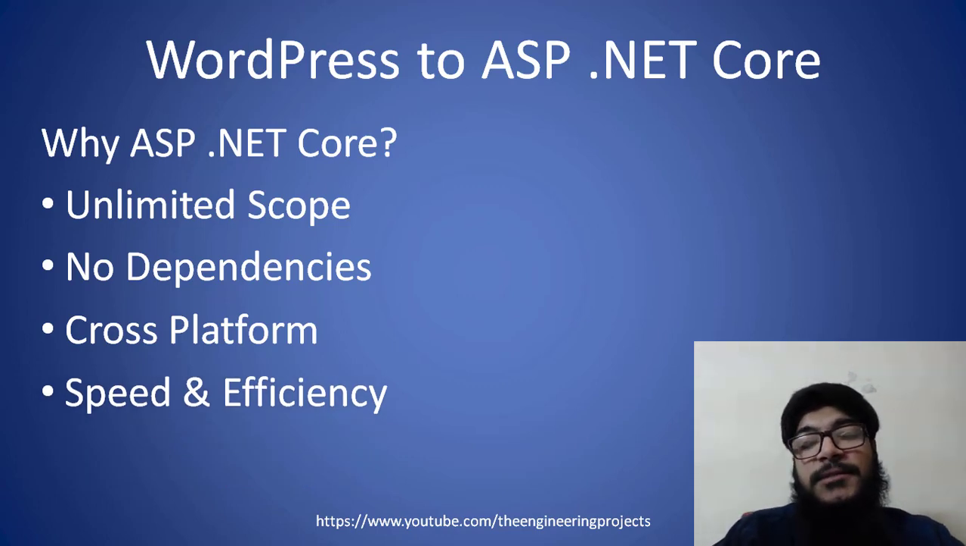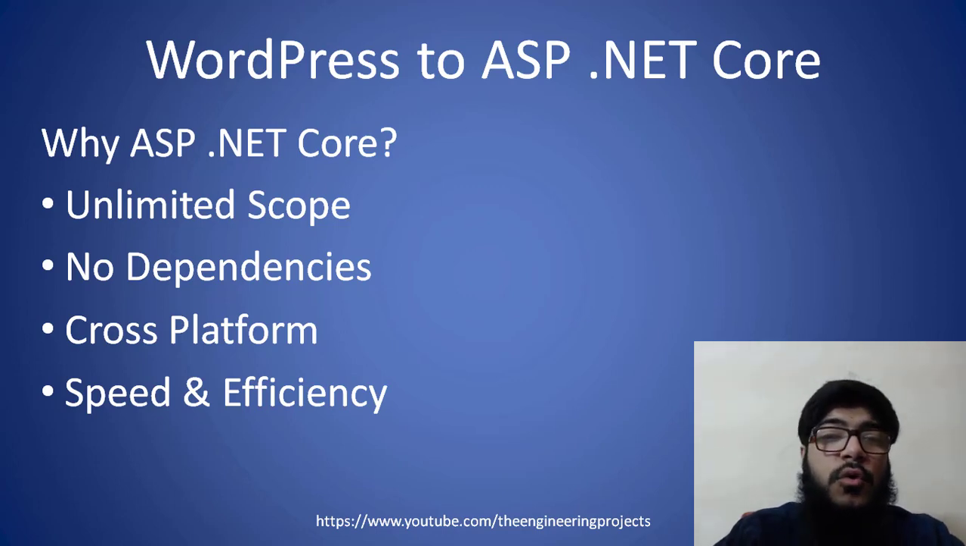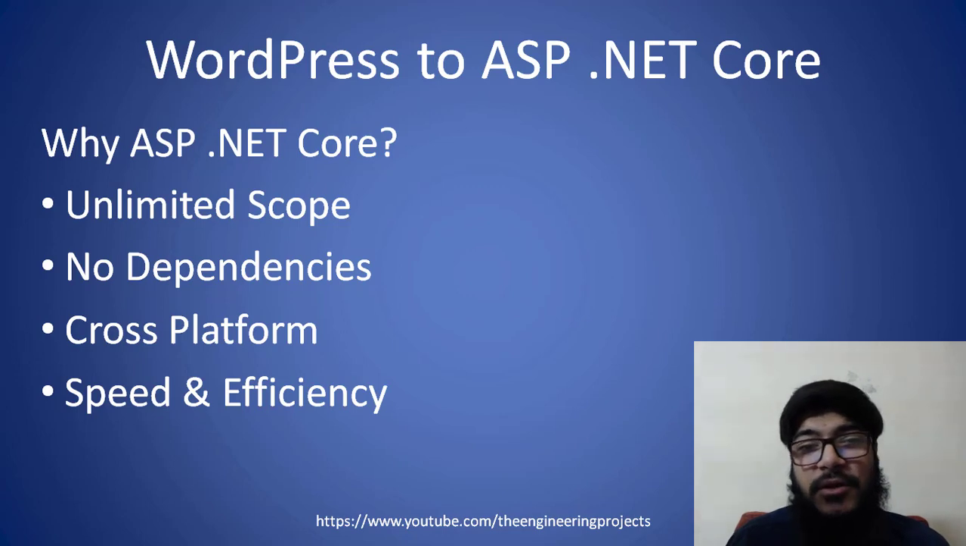The next point is speed and efficiency. Due to its cross-platform ability, special libraries are built for .NET Core, called .NET Core libraries. In ASP.NET they have .NET Framework libraries, and now we have .NET Core libraries, which are more efficient, reliable and stable compared to ASP.NET.